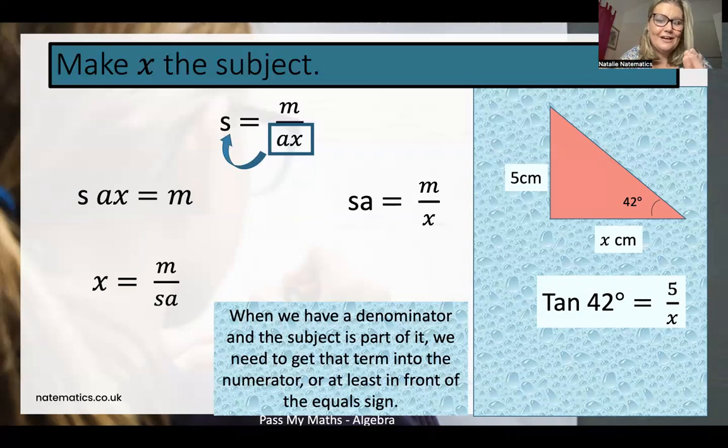8 is 56 divided by 7. Write that down, and then swap the 7 and the 8. So 7 is equal to 56 divided by 8. Is that true?